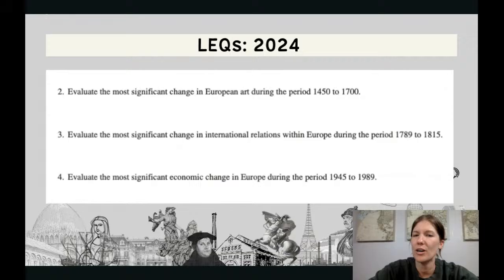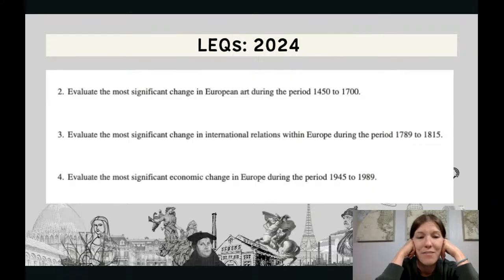So here are your LEQ prompts from last year, just to give you an idea of what you could be looking at. First one is evaluate the most significant change in European art during the period 1450 to 1700. Renaissance to Baroque. Y'all, oh, love it. I love art. Evaluate the most significant change in international relations within Europe during the period 1789 to 1815. Y'all, the French Revolution and the Napoleonic Wars.